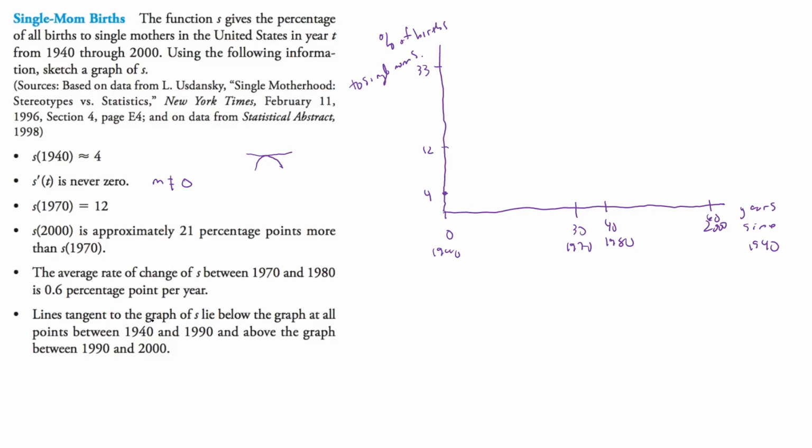And lines tangent to the graph of S lie below all the points between 40 and 90. So we need a 1990 here. That's 50, that's 1990. And as you can see, maybe we should bring this over here, 60, and that's 2000. Then we can erase that part over there.